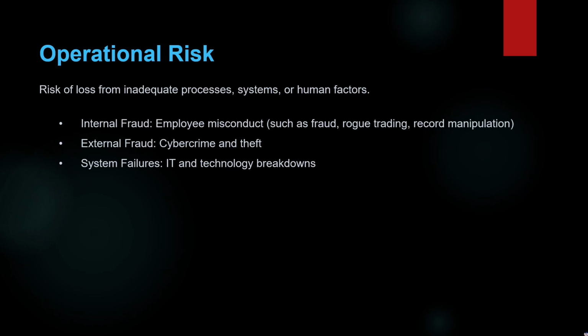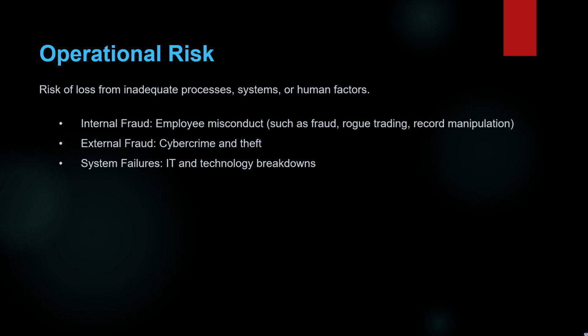Internal fraud involves employee misconduct, things like unauthorized trading, theft, or manipulation of records. The classic example is Nick Leeson, the rogue trader who brought down Barings Bank in 1995 through unauthorized futures trading, resulting in losses exceeding £800 million. More recently, we had the London Whale incident at JP Morgan in 2012, where unauthorized derivative positions led to over $6 billion in losses.